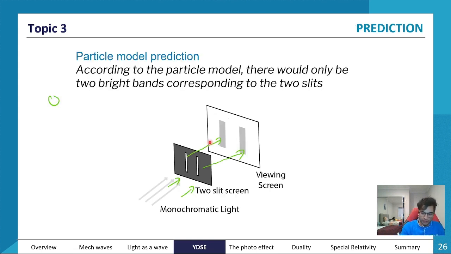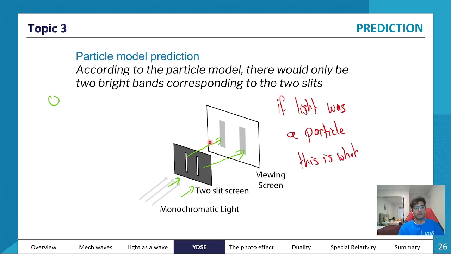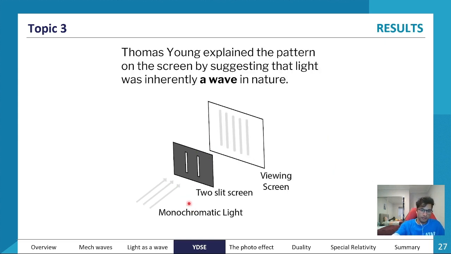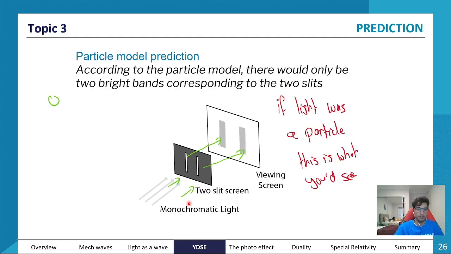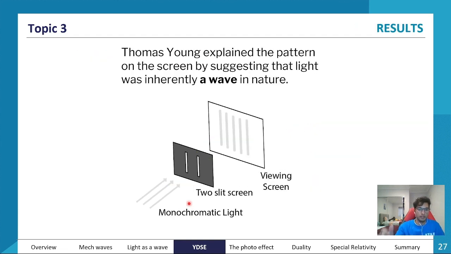If light was a particle, this is what you would see, right? And again, it makes sense. You're throwing a tennis ball through a door, and that's what you're going to see. But that's not what happened. What Thomas Young saw, this is what he saw. So again, this is what we expected, but this is what he saw.